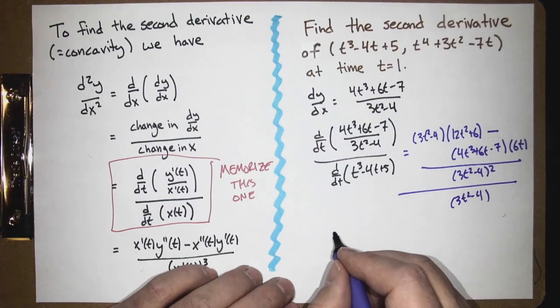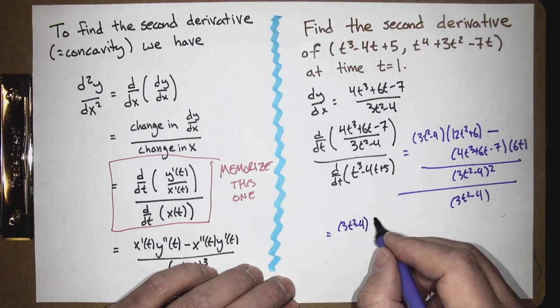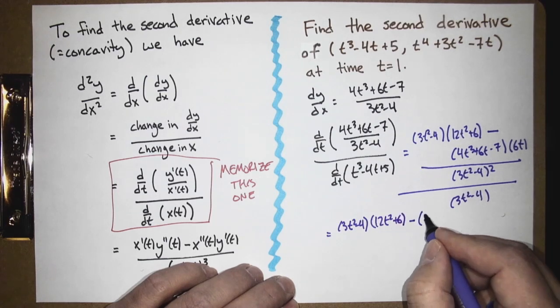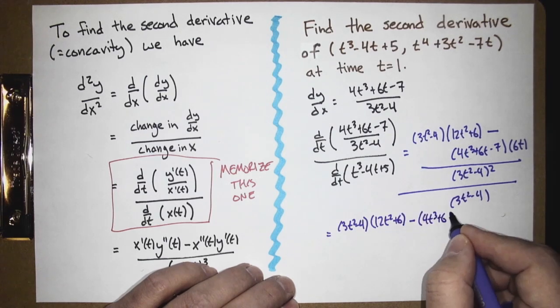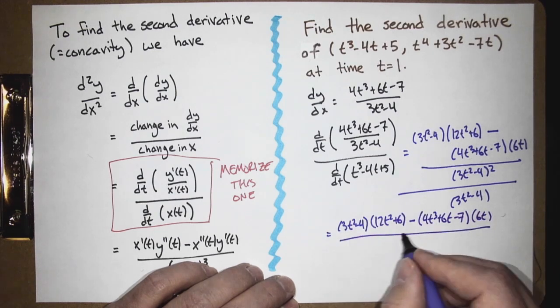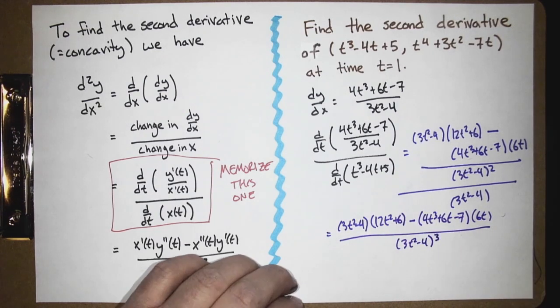All of that is over 3t squared minus 4. Okay, so if we were to write this out, this would say 3t squared minus 4, 12t squared plus 6, minus 4t cubed plus 6t minus 7 times 6t, divided by 3t squared minus 4 cubed.